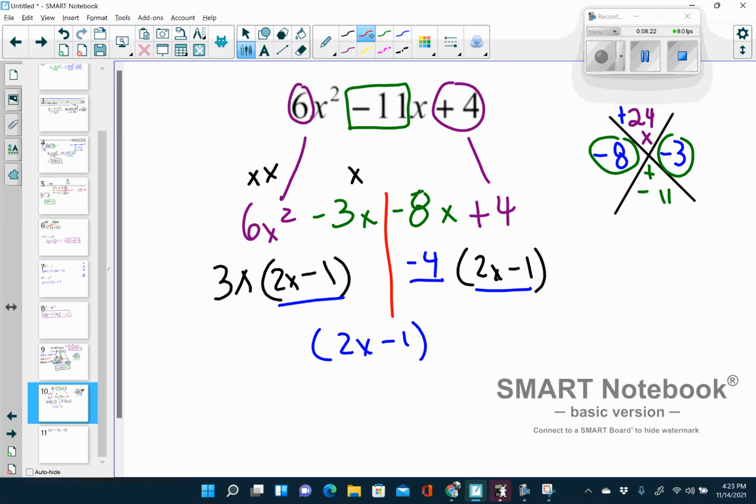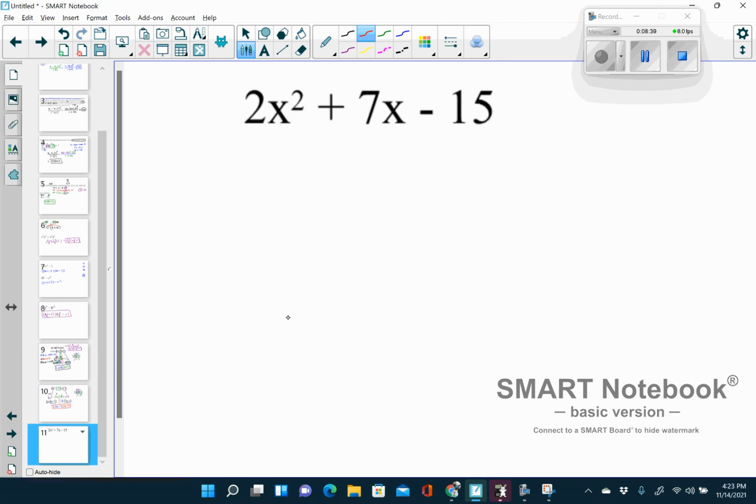So now, since this is the same, the 2x, I'm going to write it once, right? And in the new parentheses, the 2x minus 1 is already dealt with, so I'm left with a 3x. In this one, I dealt with the 2x minus 1, so I'm left with a negative 4, and I'm done. That's my whole answer right there. Boom, shakalaka.